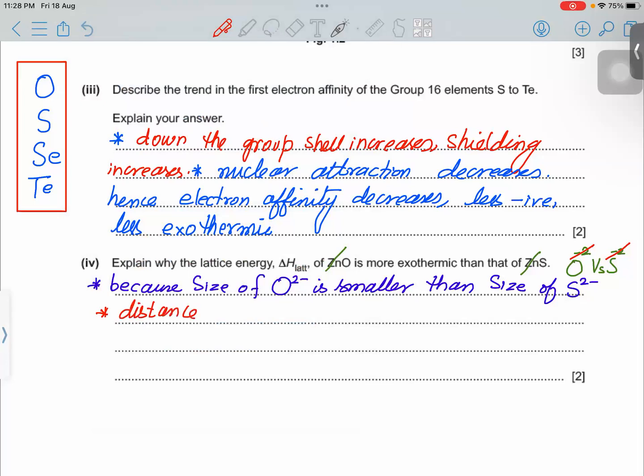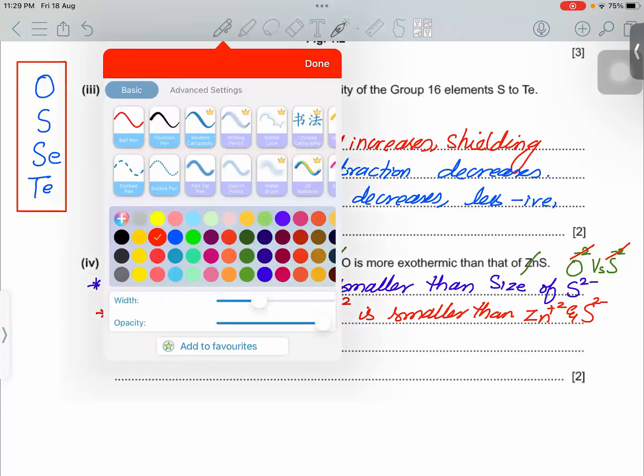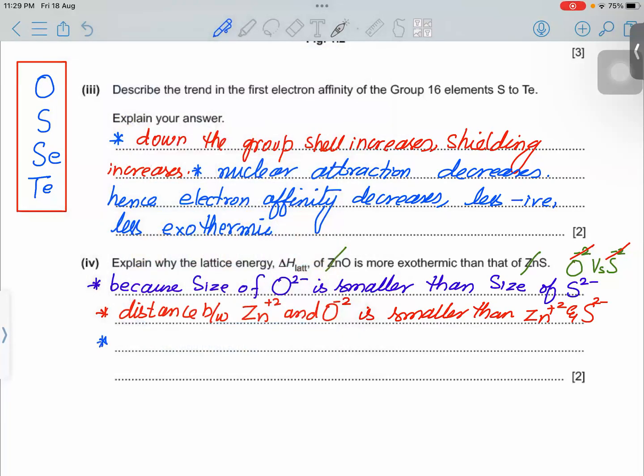distance between Zn plus 2 and O minus 2 is smaller than Zn plus 2 and S2 minus. So which one has a strong electrostatic force of attraction? So Zinc 2 plus and oxygen will have.